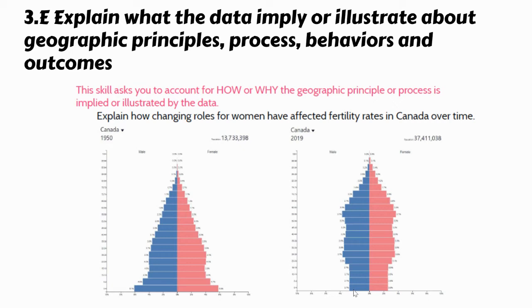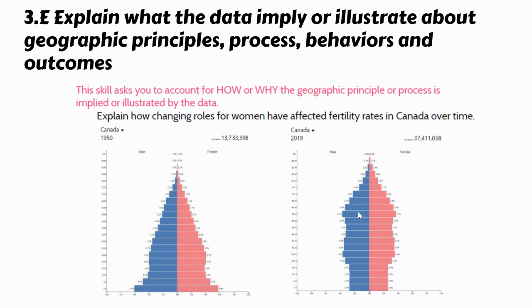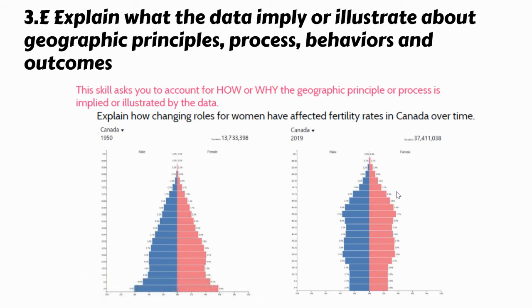So changing roles of women, explain how, what would cause this? What would make Canada's population pyramid go from this to this? Well, this could happen because more women are entering the workforce, because women are waiting longer to have children, because women are deciding not to get married at all, right? We're talking about the changing roles of women. So women are moving from 1950 to 2019 from the happy housewife to the CEO of major companies or corporations. And that's how you might explain this particular process.